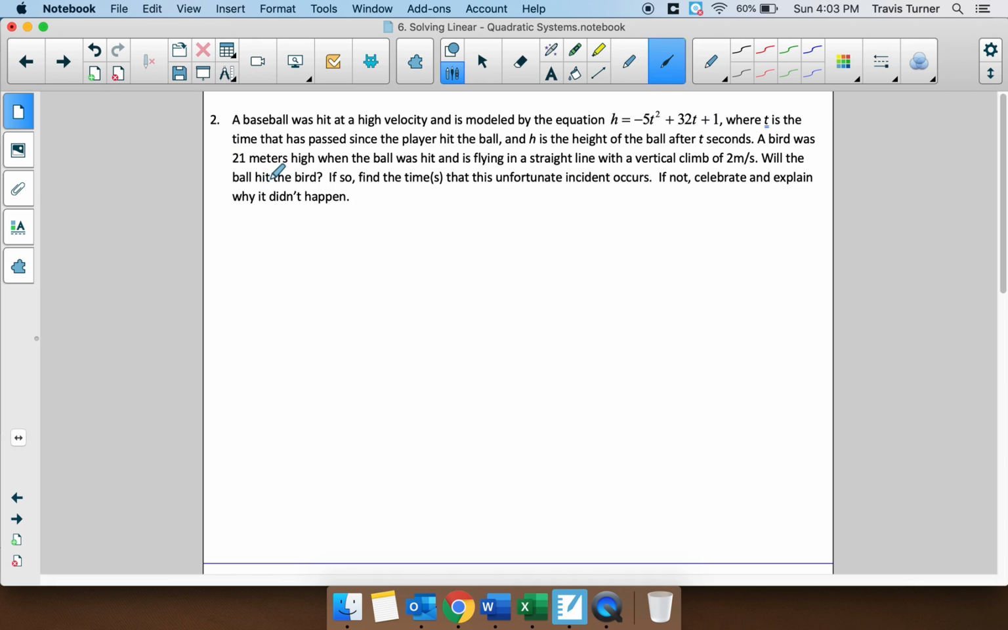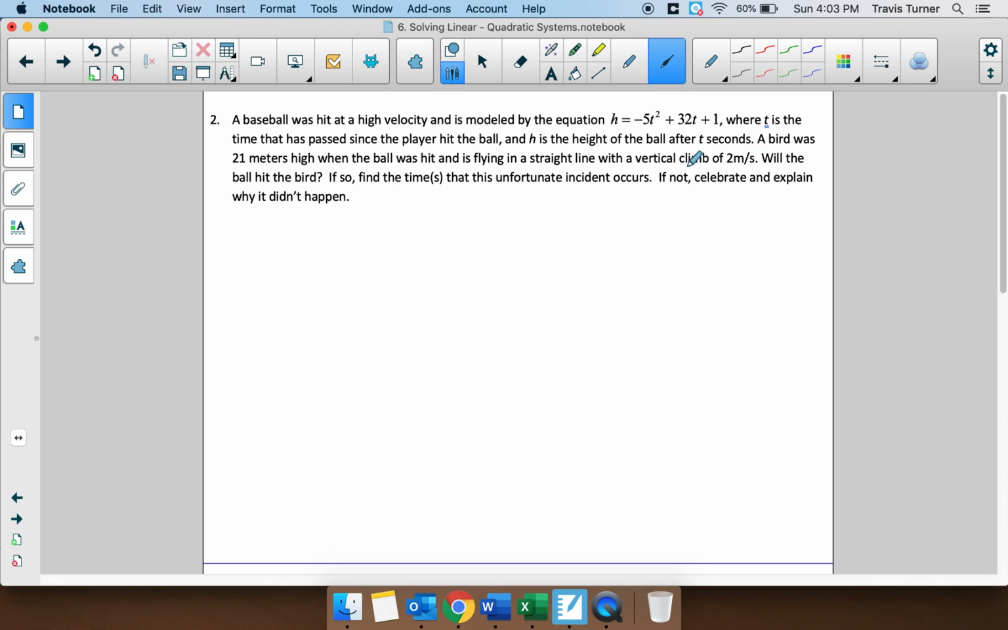Okay, the next one's a bit more complex. It says a baseball is hit at a high velocity modeled by this equation. So there's our quadratic, where t is the time that has passed since the player hit the ball, and h is the height after t seconds. There's a bird that was 21 meters high when the ball was hit, and is flying in a straight line with a vertical climb of 2 meters per second. Will the ball hit the bird?